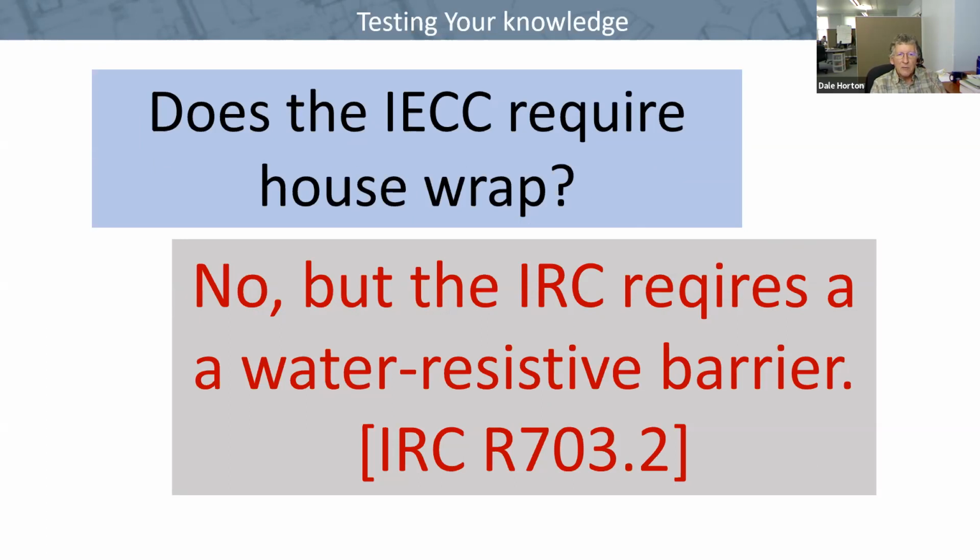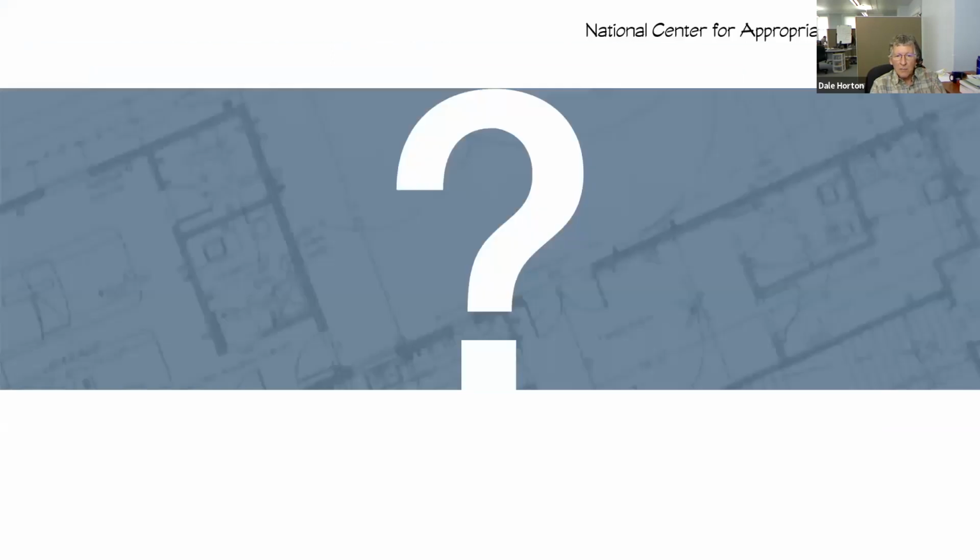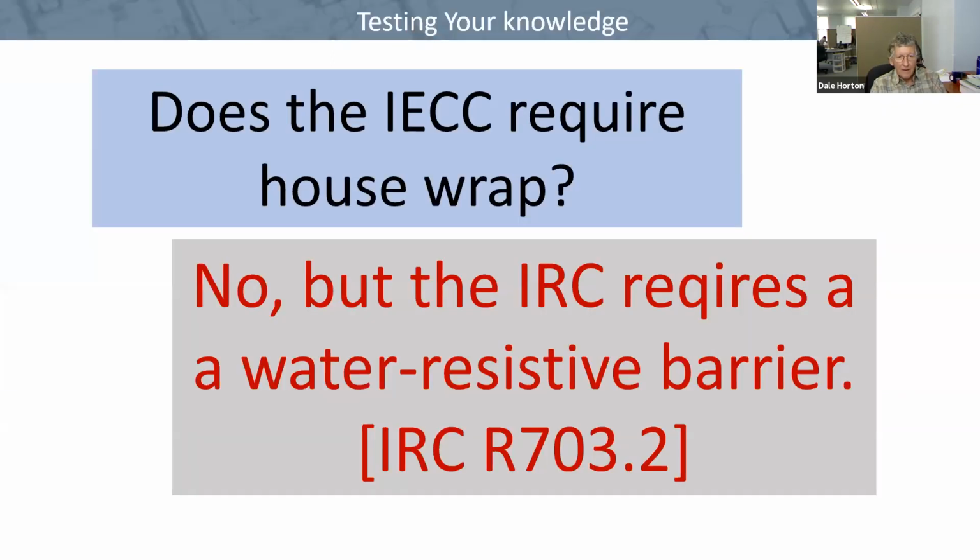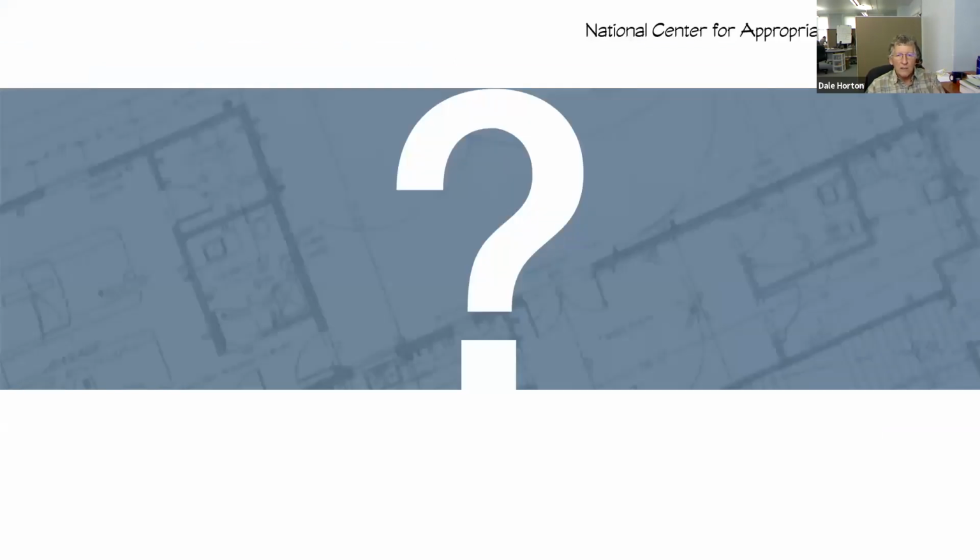Does the IECC require house wrap? No, but the IRC does require, spelled wrong, a water-resistant barrier. And so the water-resistant barrier doesn't have to be house wrap. They actually allow lapped 15-pound felt to act as a water-resistant barrier too. But it does have to have a water-resistant barrier.